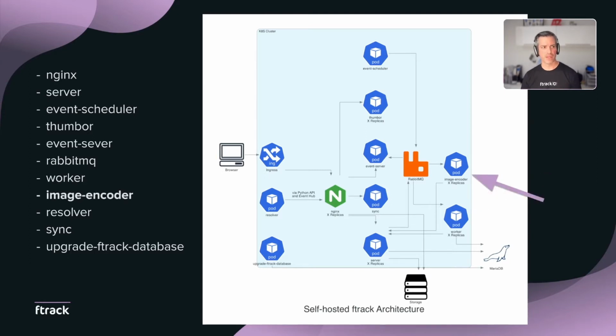And we have the image encoder. Again, the image encoder is supplied by Ftrack, and it can have multiple replicas to handle load as well. It converts and encodes playable media that you upload to Ftrack. It will connect directly to the RabbitMQ message queue to receive its jobs, and it will then process the uploaded media so that it is readily available for playback over the web.